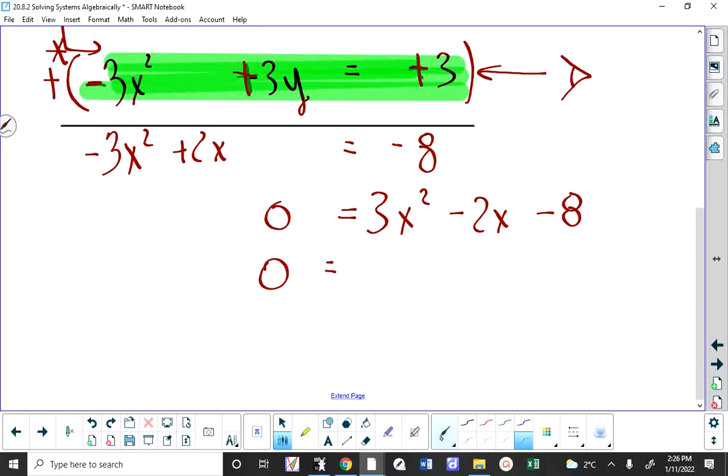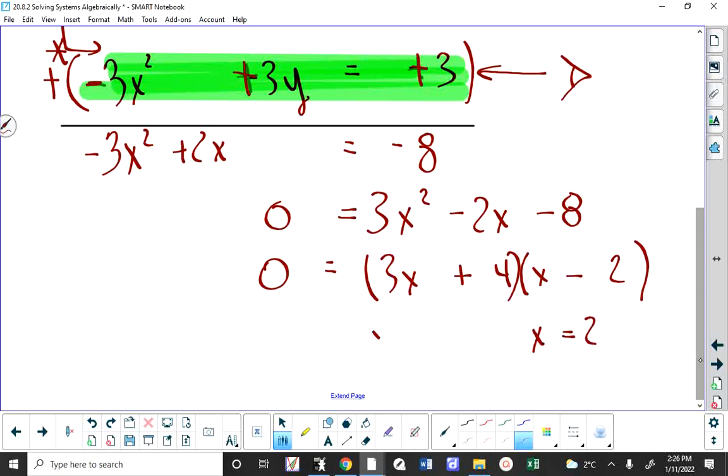I'm starting to see some nods. 100 is factorable, 100 is a perfect square. I'm guessing 2 and 4. 4, 2, 4, 2. It's not a factoring lesson. You need to know how to get it to that factored point, which means x equals 2. And x equals negative 4 over 3. Now, it's been a while.